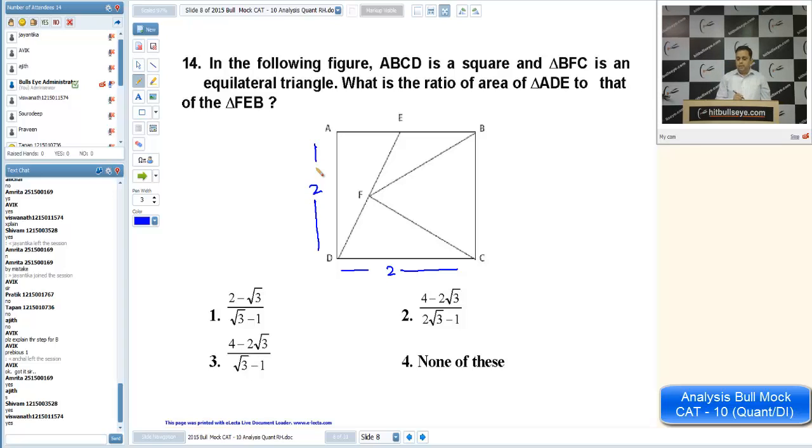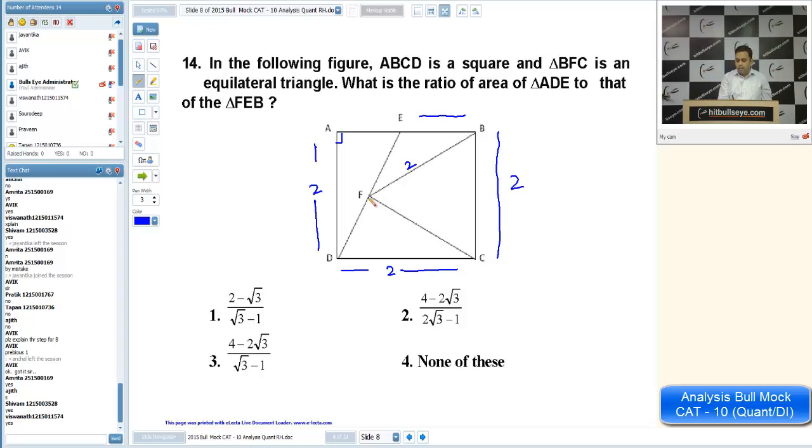Now, to find the ratio of the areas of the given triangles, I have to calculate the areas first. For triangle ADE, one side AD is known, the perpendicular AE is unknown, so I have to find the value of AE. Again, for triangle FEB, I have to find this EB length as well as the height of this triangle. Since BC is 2, BF is also 2, since BFC is an equilateral triangle.